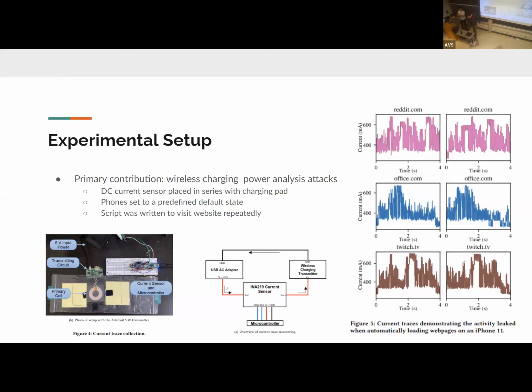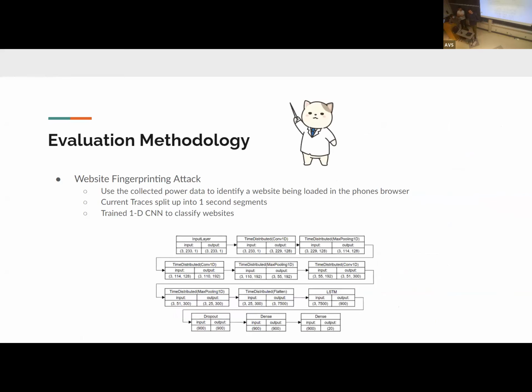And they decided next to launch a website fingerprinting attack. This is basically where you use some loosely related data to the website being browsed on somebody's phone, and use that data to try to figure out what website's actually being visited. And you're basically revealing a user's private browsing data, right?